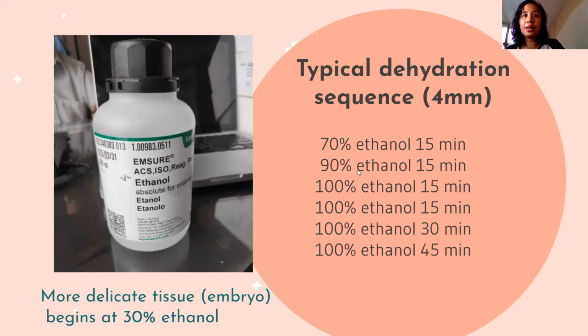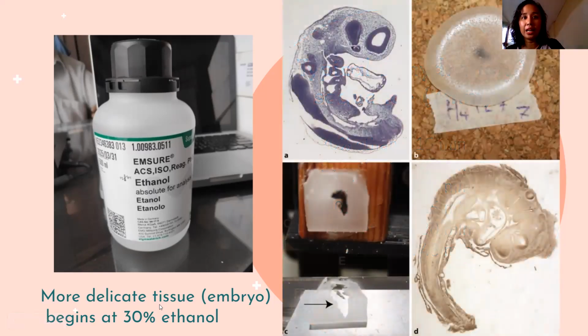So pag typical tissue, nagsisimula sa 70% ethanol. Pag more delicate tissue, example embryo, we begin at 30% ethanol. So this is an example of embryo. I'm not sure which embryo is this. This is not a human embryo, ha? So, these are delicate samples and we dehydrate it at 30%.